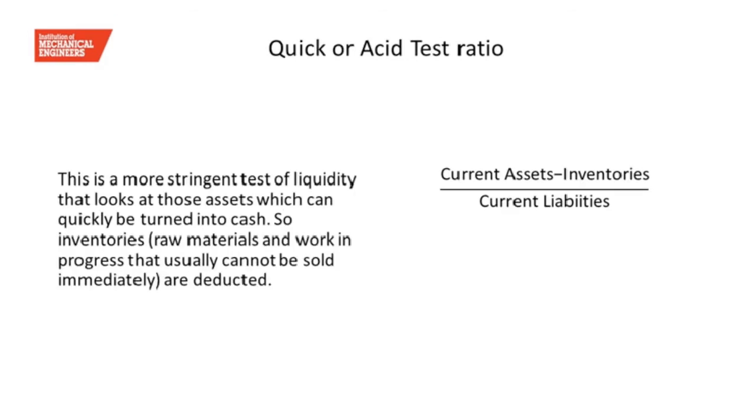I now move on to the next ratio, which is called either the quick or the acid test ratio. And this is defined by dividing the current assets minus the inventories by the current liabilities. This is a more stringent test of liquidity that looks at those assets which can quickly be turned into cash. So inventories, raw material and work in progress that Paul discussed earlier, that usually cannot be sold immediately, are deducted.